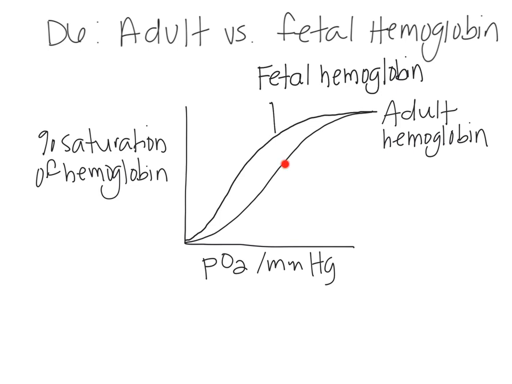So when we see that curve shift to the left, that means that this fetal hemoglobin has a much greater affinity for oxygen than the adult hemoglobin. So at the same partial pressure, that means that this fetal hemoglobin is going to be able to steal some of this adult hemoglobin's oxygen. And that's how we pass along oxygen from mother to child during pregnancy. That fetal hemoglobin has a greater affinity for oxygen than the adult hemoglobin.